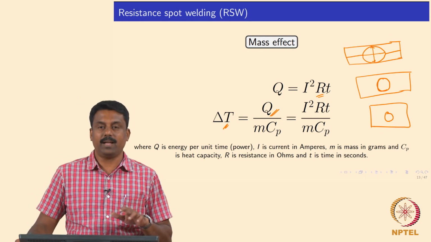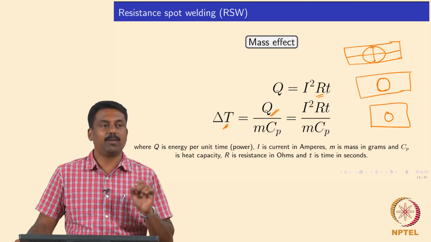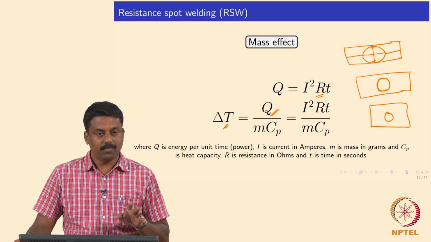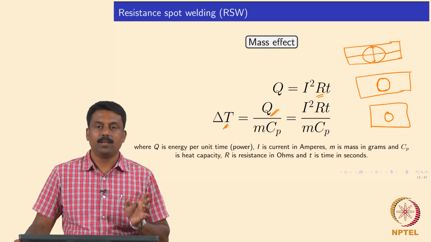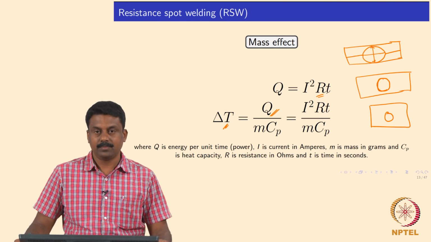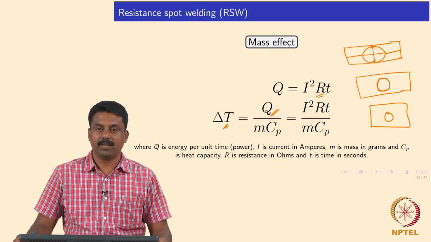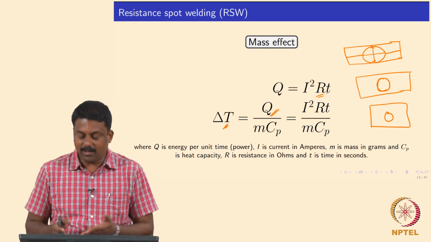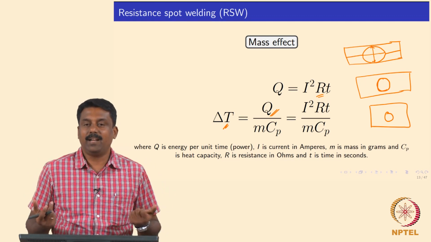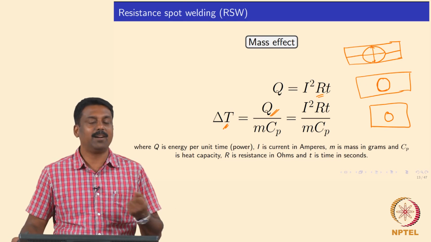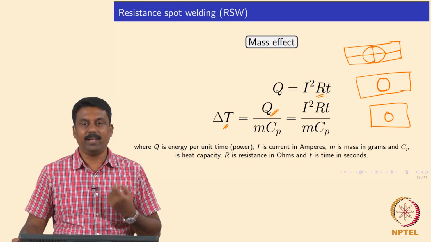So once you measure the contact resistance, we can calculate the current required to form a given weld nugget diameter, okay. Here R should be the contact resistance, not any other one. We can assume only the contact resistance, because the contact resistance will be 100 times more than the bulk resistance of the plate as well as the copper electrode, okay.